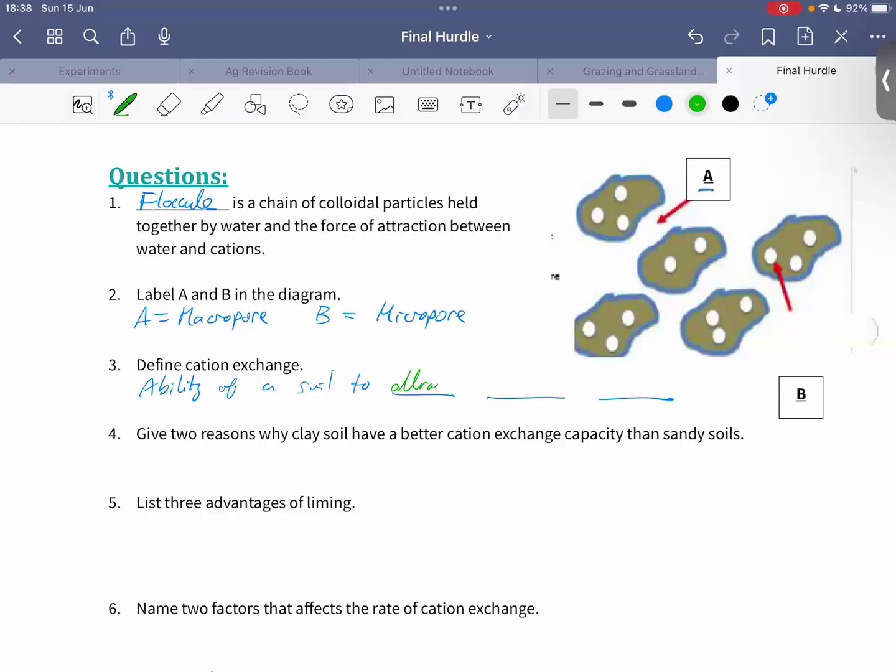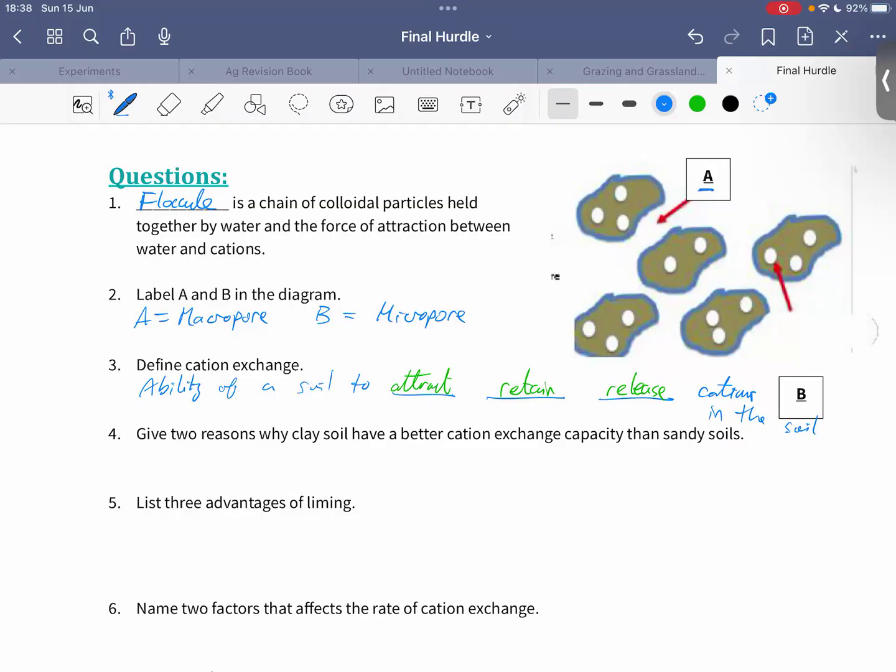So attract, retain, and release. Okay, cation exchange: attract, retain, and release cations in the soil. Brilliant. And then your cation exchange capacity is just the quantity of cations that are being attracted, retained, and released from the soil. So if that definition comes up tomorrow, cation exchange capacity is just the quantity of cations that are being attracted, retained, and released from the soil.